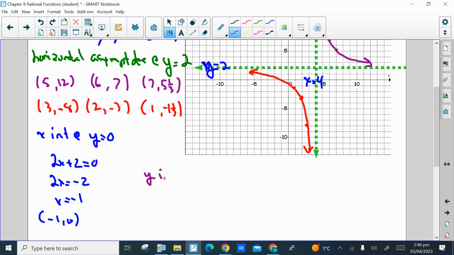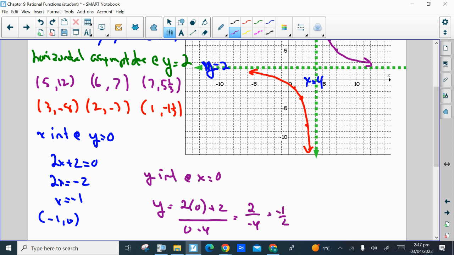Our y-intercept is where x equals 0. So it'll be found again by letting x equal 0 in the equation. So 2 times 0 is 0, plus 2. 0 take away 4 is negative 4. So our y-intercept is at negative a half, the point 0, comma negative a half.